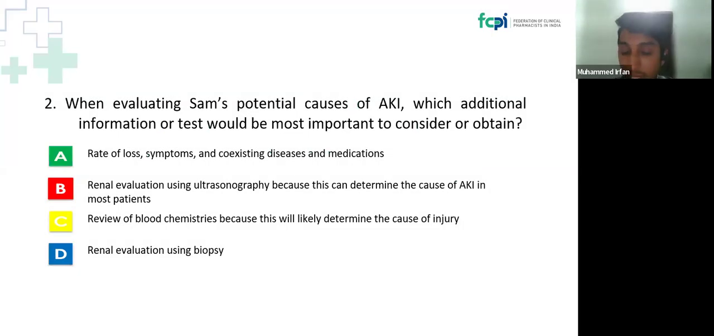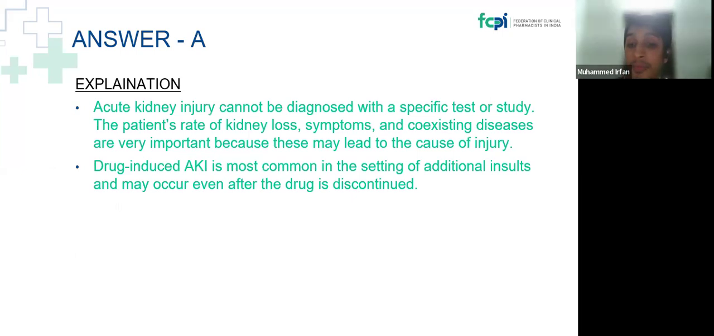And the second question from that case scenario, that is, when evaluating the potential causes of AKI, which additional information or test would be important to consider or obtain? That is A, weight loss, symptoms, and coexisting diseases or medications. And B, that is renal evaluation using USG, that is ultrasonography, because this can determine the cause of AKI in most patients. The third one is review of blood chemistries, because this will likely determine the cause of injury. And the fourth one, renal evaluation using biopsy. We can look into which one is the most apt one. That is also answer A, the evaluation of the comorbidities or disease-like conditions.